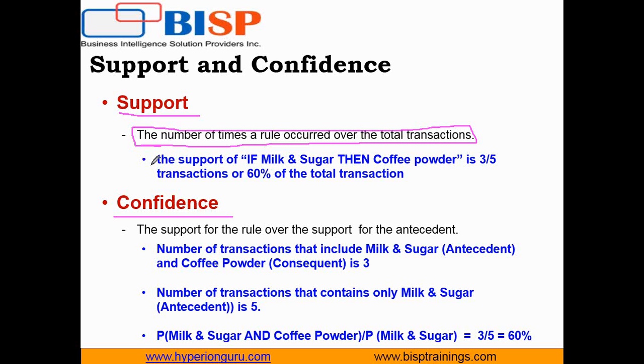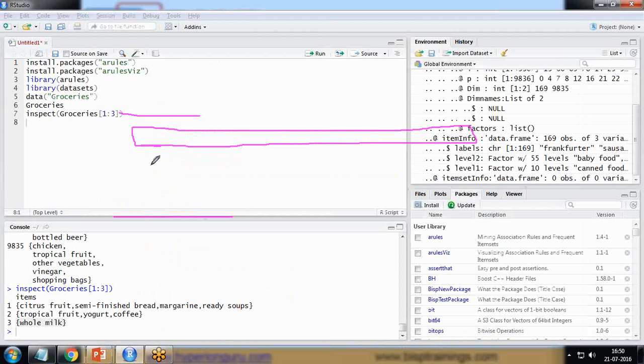For example, let's say whole milk appears in half of the total transactions, then the support for whole milk will be 50%. So here I have whole milk, and let's suppose this whole milk occurs in half of the transactions. It is in half of the total transactions, so it means the support is 50%.